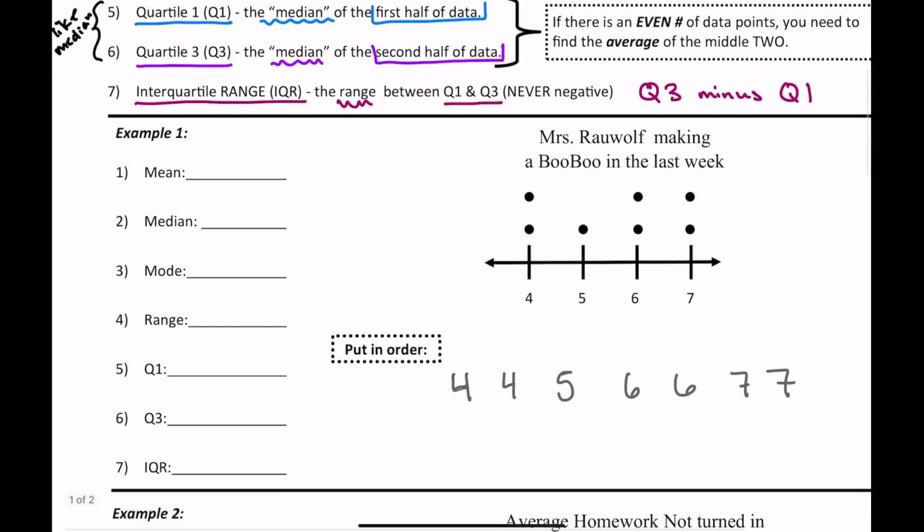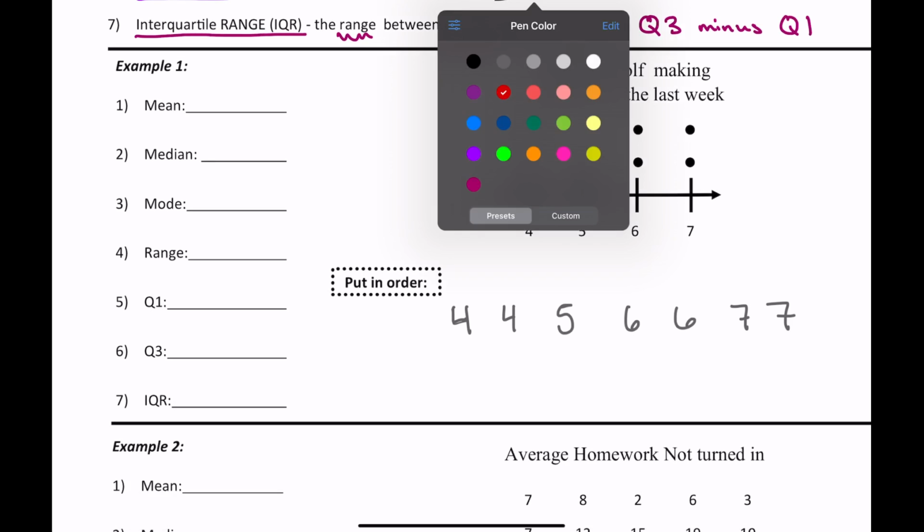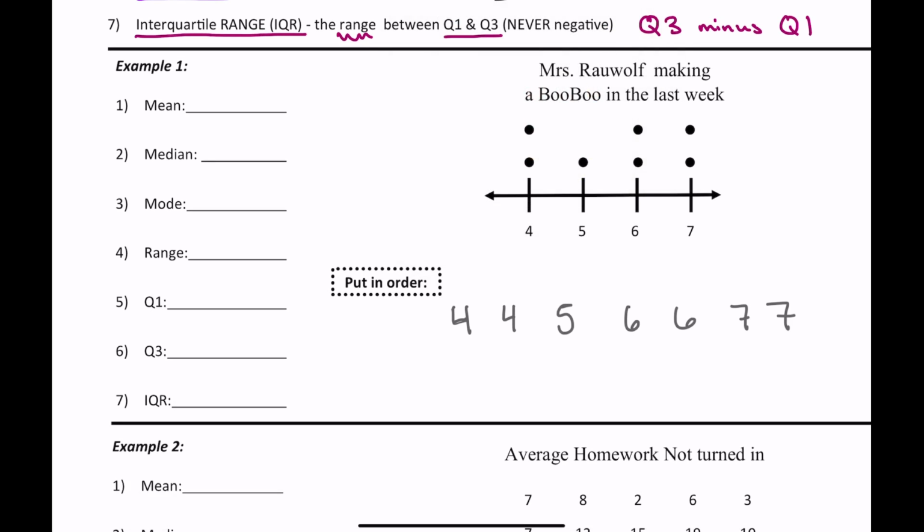All right, so I have a dot plot here, and to save time on my video, I've already put my numbers in order. There's 2 4s, a 5, 2 6s, 2 7s, okay? Now, let's figure out our mean. So I started with pink. So when I add all these numbers up in my calculator, and double check me, but you should get 39. There are 1, 2, 3, 4, 5, 6, 7 numbers, so I'm going to divide by 7.